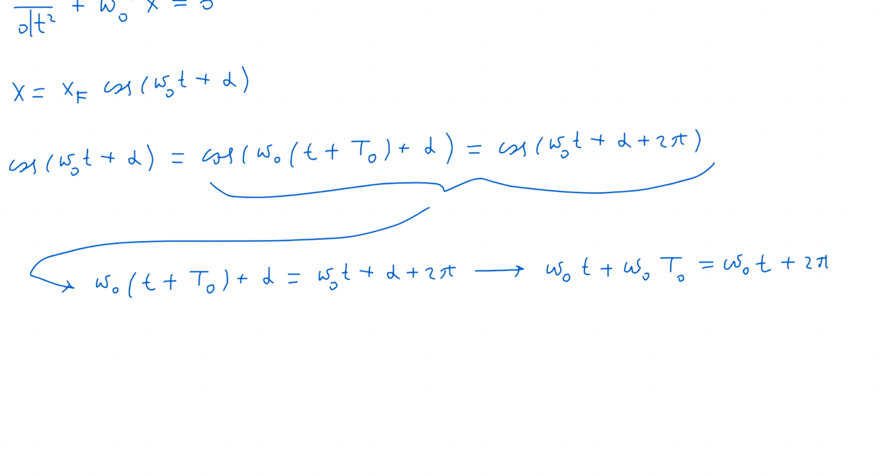And so what do we have from here? From here we may find that the period of free small undamped oscillations is equal to double pi divided by omega 0.